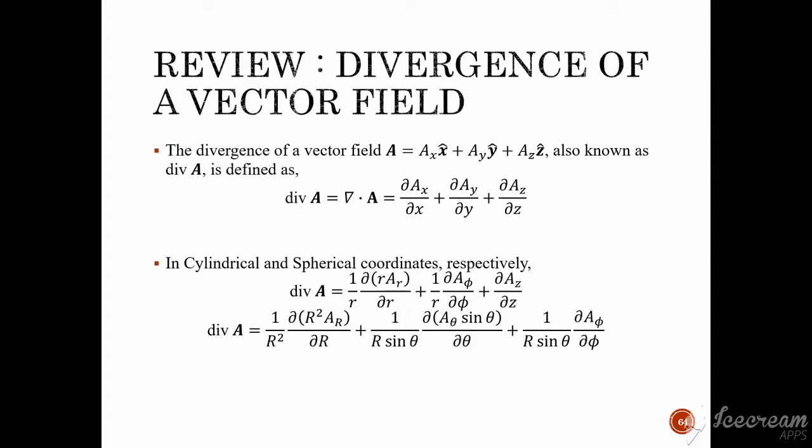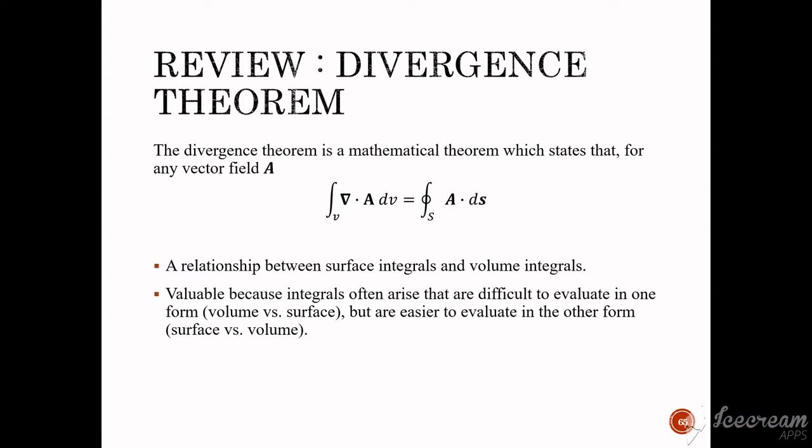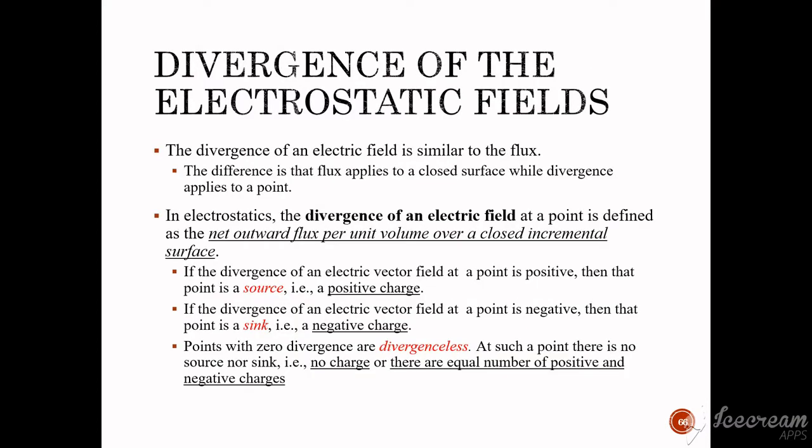Here we are going to use the concept of the divergence theorem to rearrange and rewrite the equation from the integral form to the differential form of the Gauss law. This is just a review of the divergence of a vector. Remember we have this equation before for the divergence theorem, and we already went through that before.